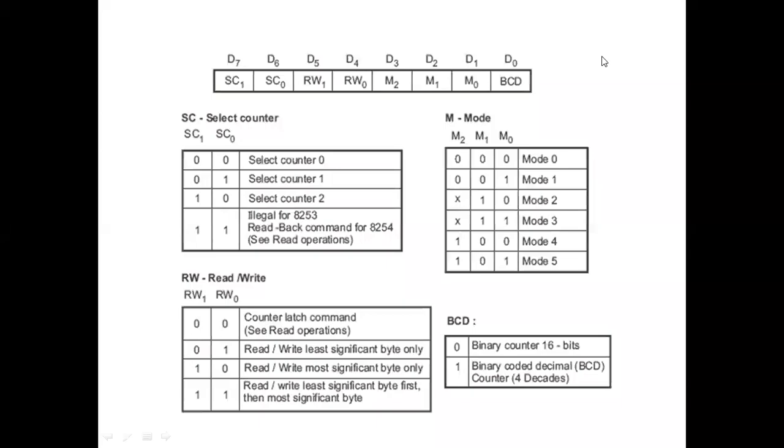I will start with the control word register of the 8253 programmable counter. The system software programs all functions of the 8253. The device is programmed to initialize the counter, select a specific counter mode, and read the count value.